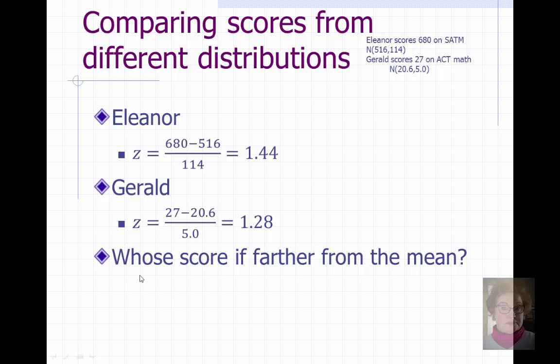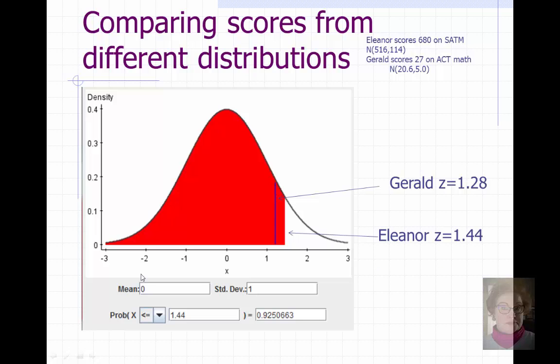So which score is better? Well, the score that's farther from the mean is better. And we can look at this on this picture that Eleanor scored out here. Gerald was just a little bit closer to the mean, so even though they both scored well above the mean for their exams, Eleanor did score higher above the mean than Gerald did. So in this case, Eleanor scored better.